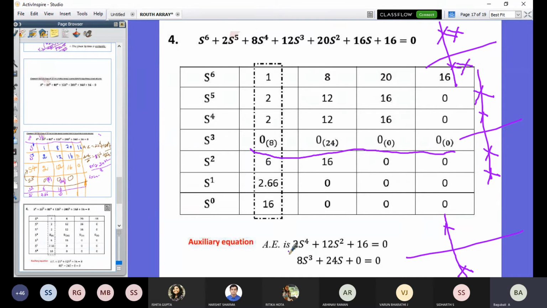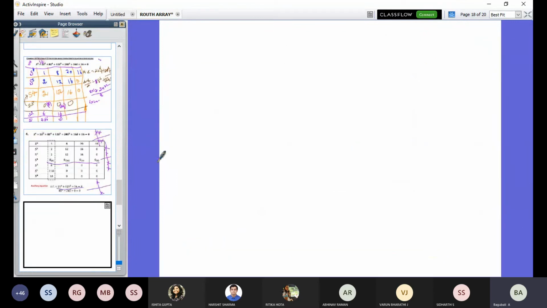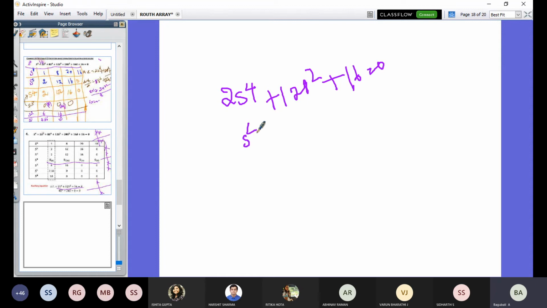How are we going to determine? Here we have the auxiliary equation. So what is the auxiliary equation we have? 4 roots are there in this auxiliary equation, correct? So what is the auxiliary equation? 2s power 4 plus 12s square plus 16 equal to 0. Now the entire auxiliary equation you can divide by 2. We will get s power 4 plus 6s square plus 8 equal to 0.